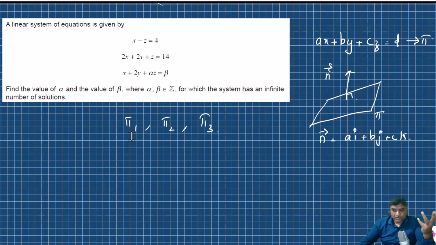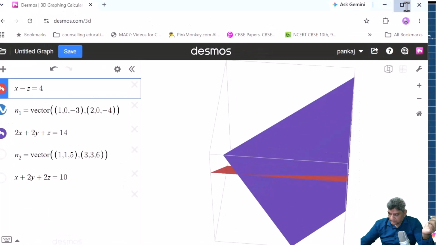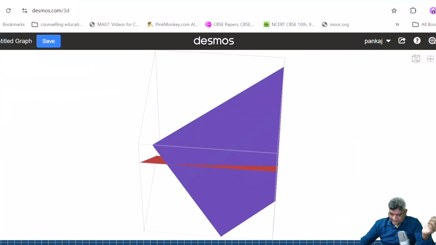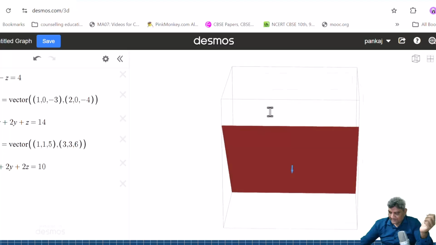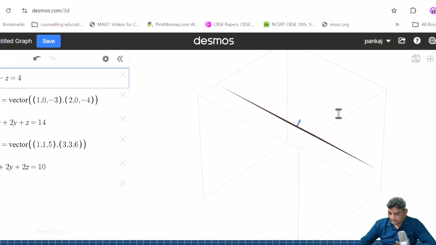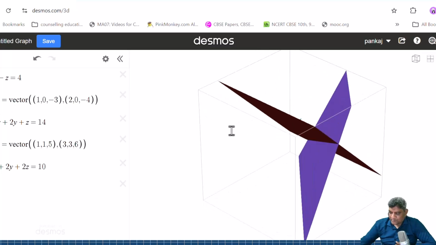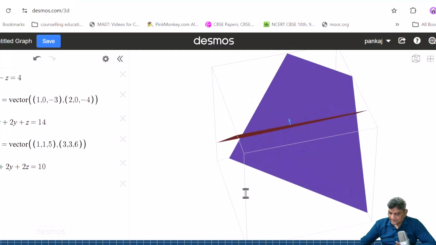It may be difficult for you to decipher what I'm saying, so I have Desmos ready for you. If you notice, I have plotted a plane, and you can see that there is a normal vector which is perpendicular to the plane itself. That's the first plane. The second plane, you can see that the 2 planes intersect at a line.